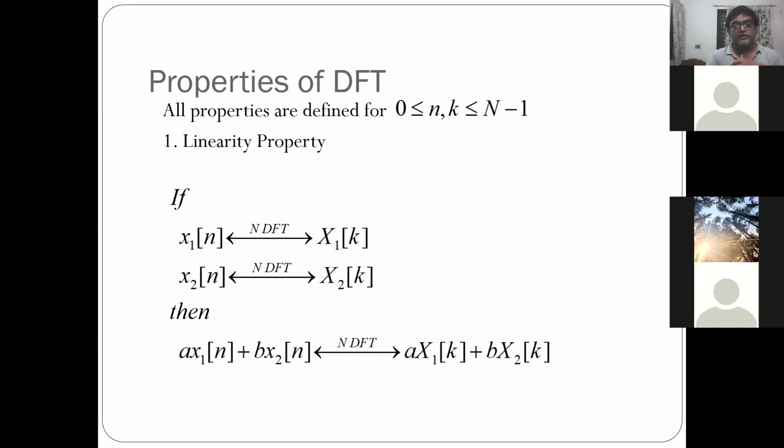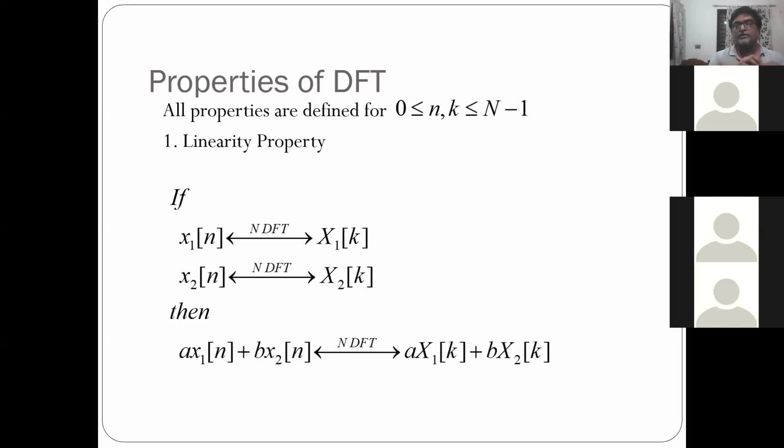Now, if x1 of n has an N-point DFT, actually that N should be written below that arrow. So for x of n, that double-sided arrow, you write DFT on top and N at the bottom. So N-point DFT, that will indicate N DFT, or you can even put N at the top and DFT at the bottom. Math typing in MathType is very cumbersome, so that is why I put this as N DFT. So read this as N DFT.